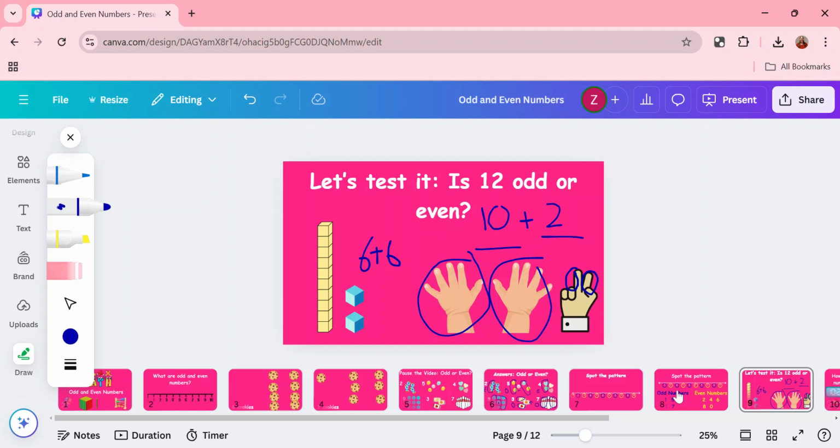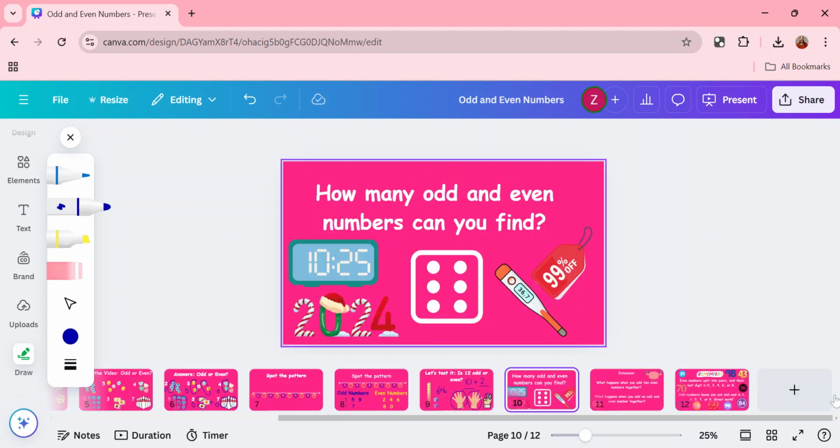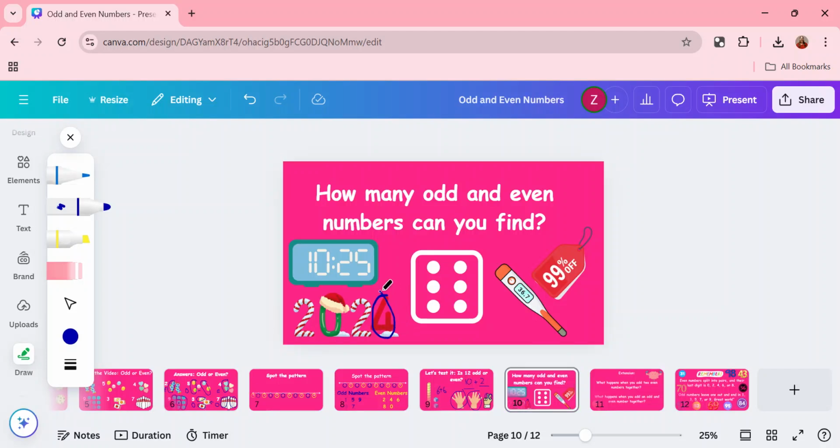Now, on the next screen, I have got some different items. A clock, the year, a dice, a thermometer, and a tag for money off at the shop. Can you have a look at these and see if they're odd or even? And can you find any other numbers around the house and decide if they are odd or even? Now, it doesn't matter whether there's 4 digits in the number, we only look at the last digit. So this is 6. So we only look at the last digit to help us decide. Can you work out if these are odd or even? Pause the video if you need to.